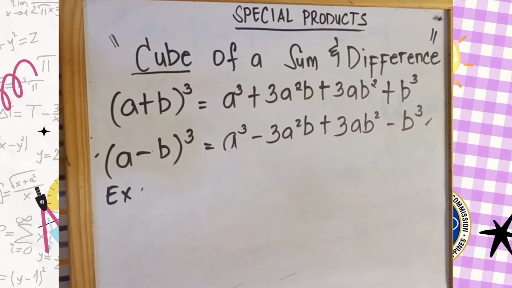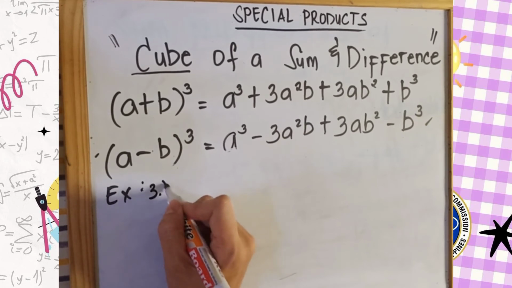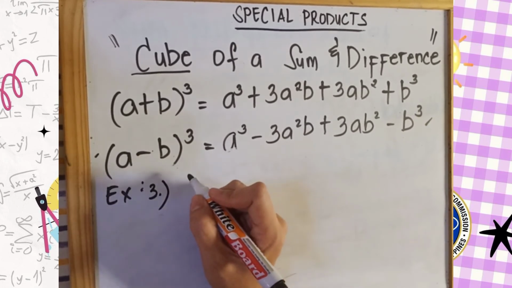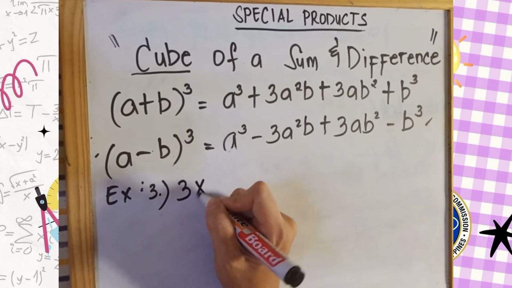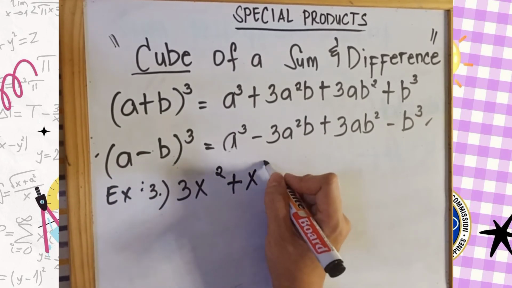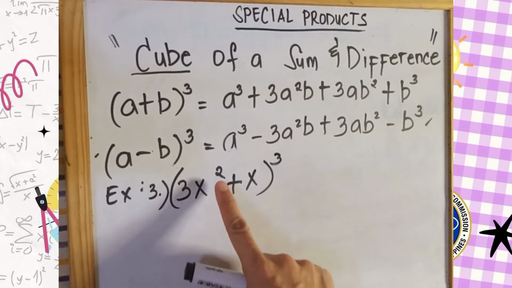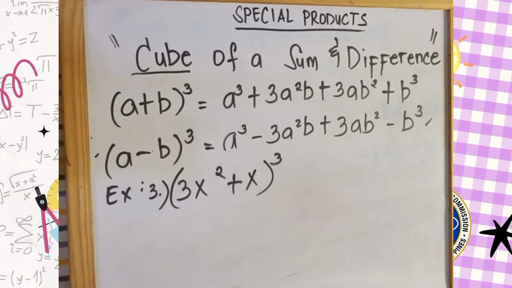Okay, so let's just have one more final example before we end this video. So, this is now our example number 3. Let's say we have 3x squared plus x and then cube. Ayan. So, meron na tayong exponent involved sa ating binomial. Okay? So, kailangan by this time, kabisado na natin yung formula.